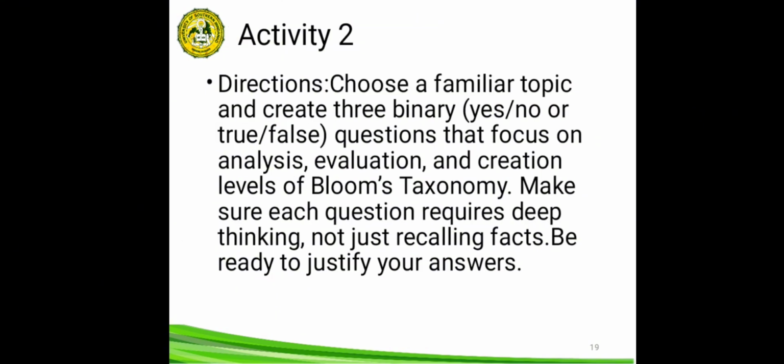Before ending this presentation, we will have another activity. So, directions: choose a familiar topic and create three binary yes or no or true or false questions. For this topic, you can choose a science related topic. The next one is you have to focus on the analysis, the evaluation and the creation of your students. Base your questions on Bloom's taxonomy, and it should be a higher order thinking skills binary choice item question.